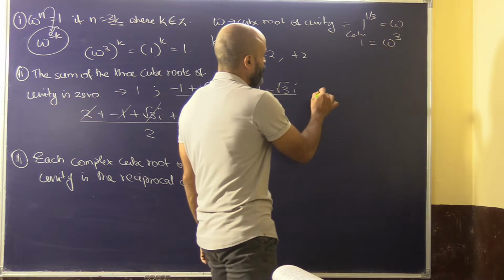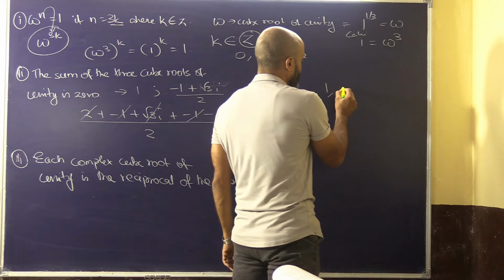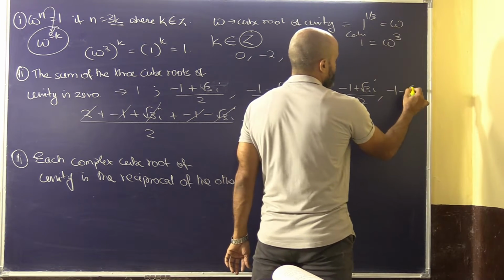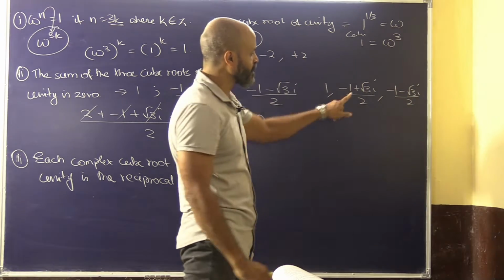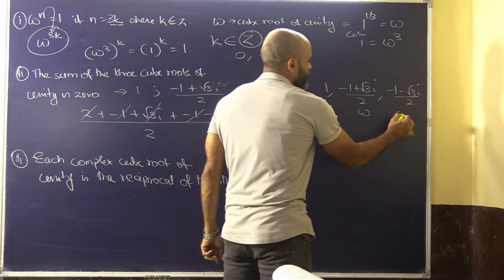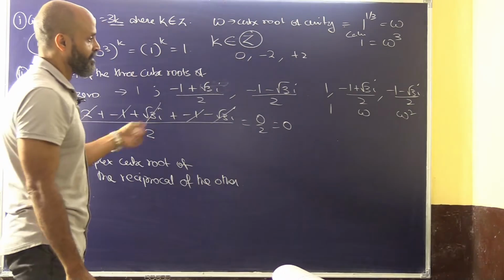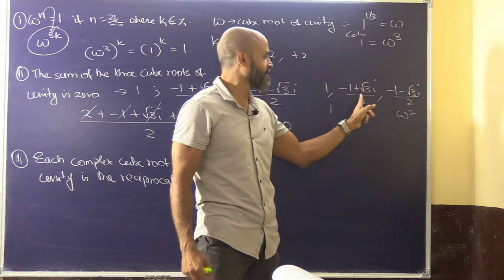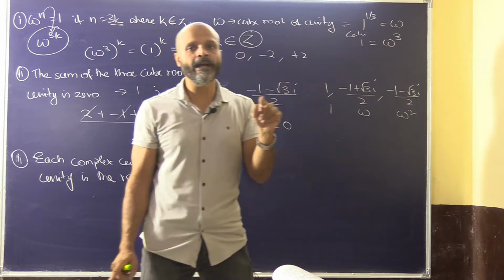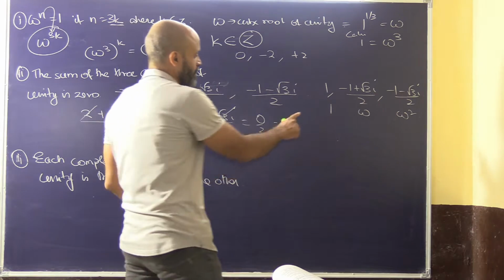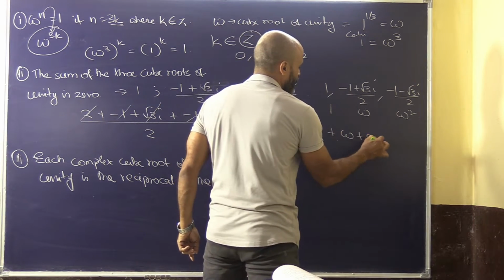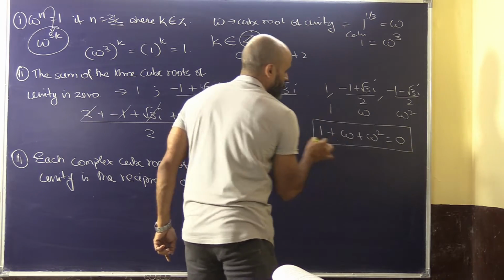Now we know that the 3 cube roots of unity can be expressed as either 1, (-1 + under root 3i) by 2, or (-1 - under root 3i) by 2, and we know that one complex cube root of unity is the square of the other. So if I take this as 1 and this as omega, this can be taken as omega square. Even if we take this as omega, this will be omega square, any which way. One complex cube root of unity is the square of the other complex cube root of unity. So if I add all the cube roots of unity, I am getting 0. So I can say 1 plus omega plus omega square will be equal to 0.